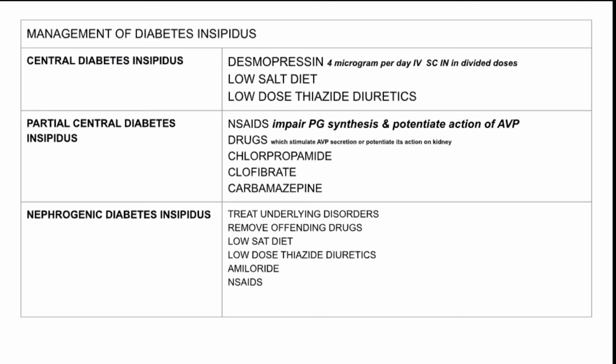Drugs which stimulate secretion of vasopressin or potentiate its action on kidney, such as chlorpropamide, clofibrate and carbamazepine, can be given. For treating nephrogenic diabetes insipidus, the underlying disorders such as hypokalemia, hypercalcemia have to be treated. The drugs like lithium, antivirals have to be removed, and the patient needs to take low salt diet and can be administered low dose thiazide diuretics, NSAIDs and amiloride.